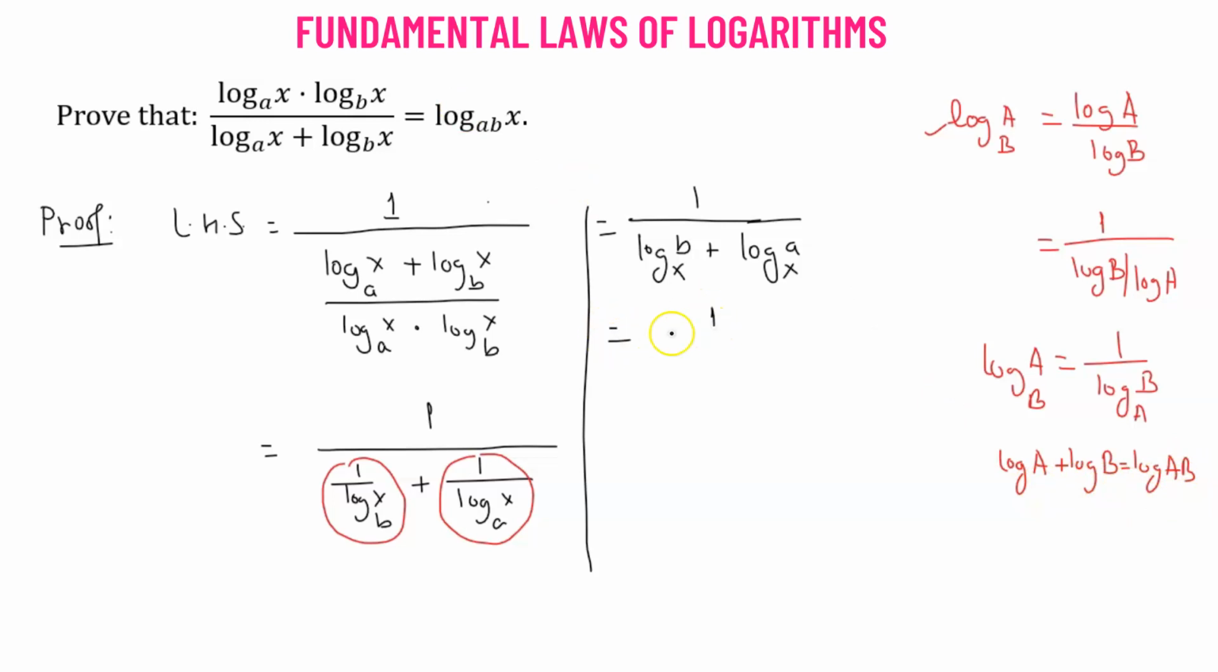So we'll have 1 over log of a times b with a base of x, and we will use the definition. We'll take its reciprocal to get log of x with a base of ab. So this is the right hand side, hence proved.